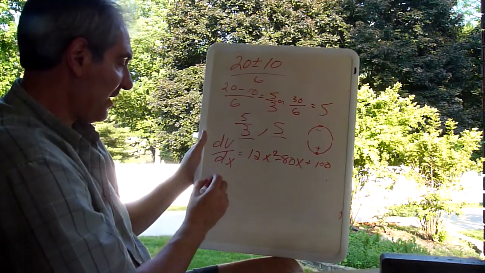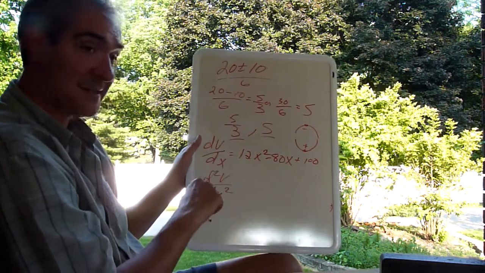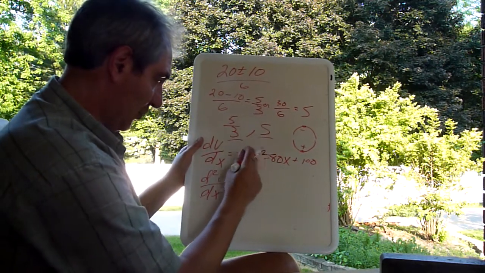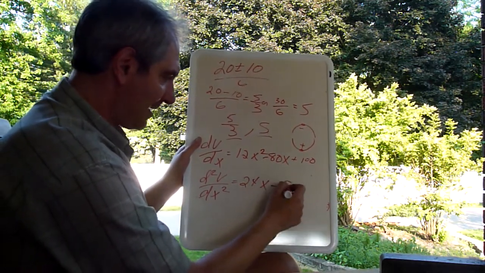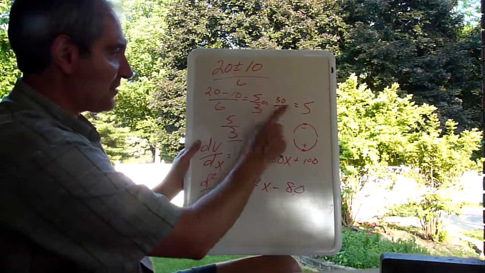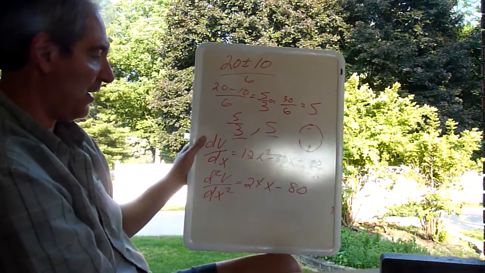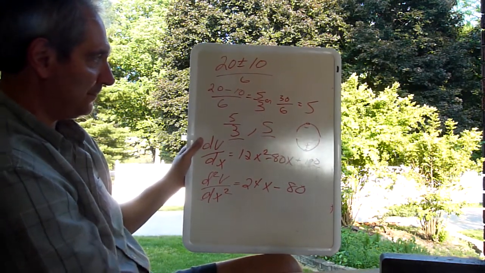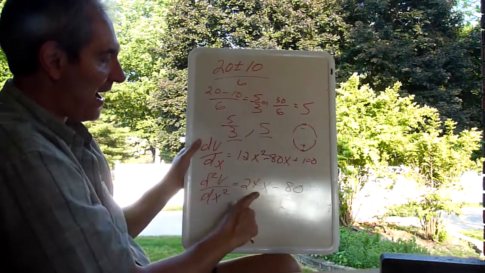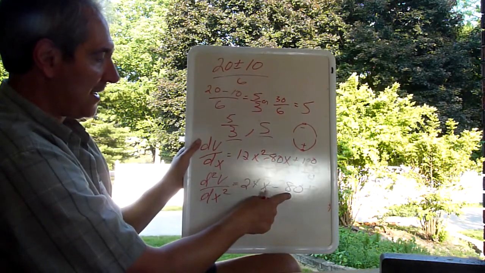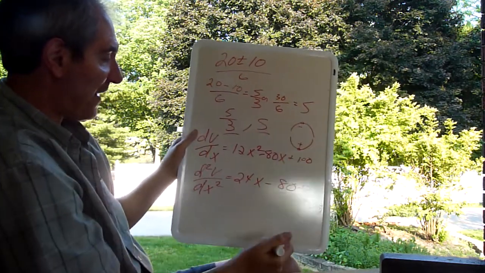So one more derivative. So d squared V over dx squared, and this is the notation we use for the second derivative. That's equal to 2 times 12, which is 24x minus 80. Now let's see which one of these values gives us a positive or a negative. We want the negative one. So I'm imagining it's going to be the 5/3, because if I multiply by 5, I'm going to end up with something bigger than 80. It'll be positive, and I'll end up with a minimum. So I'm going to try the 5/3.